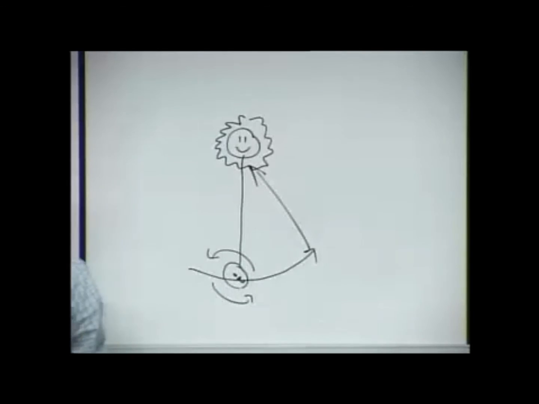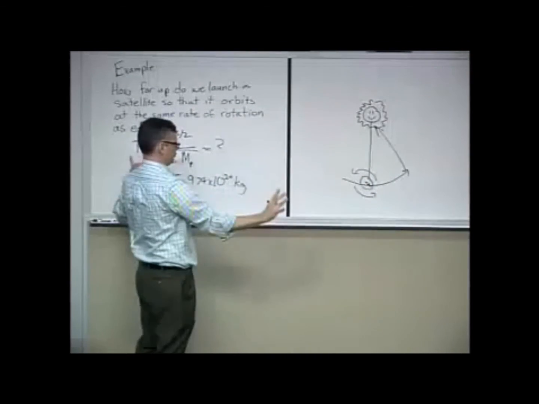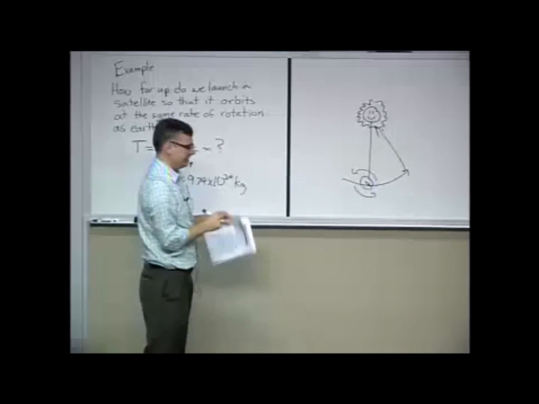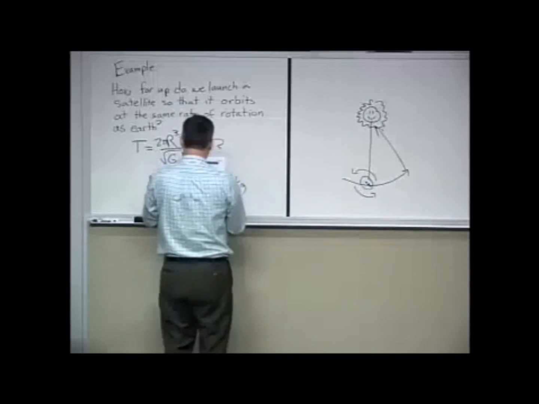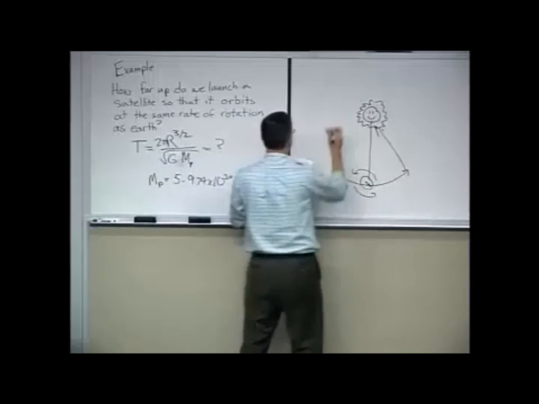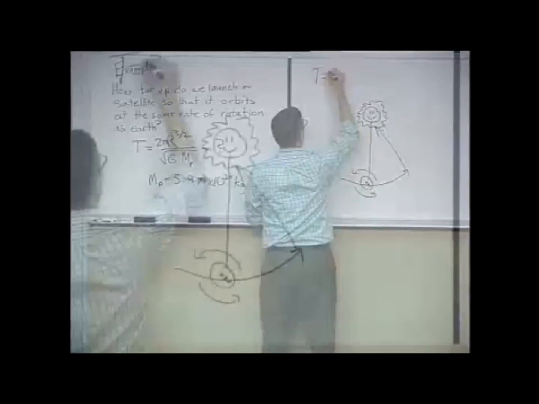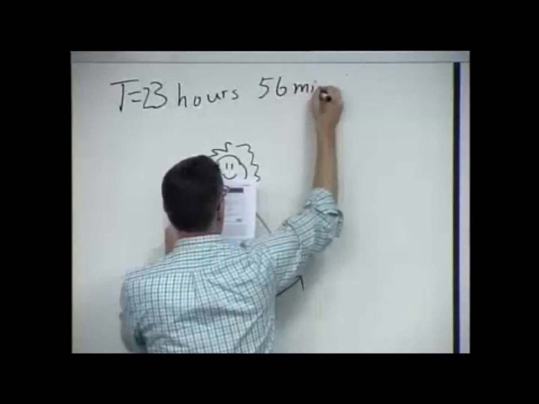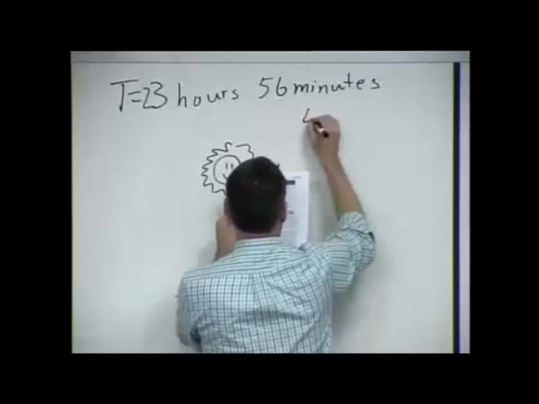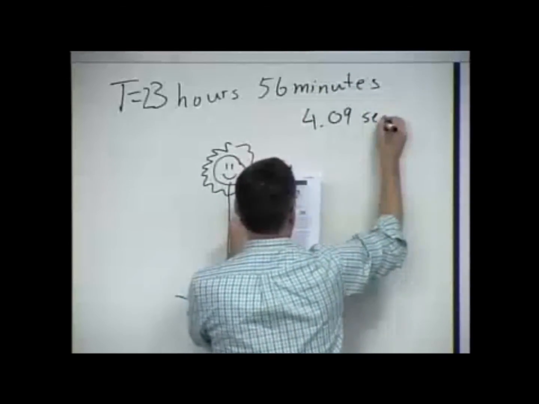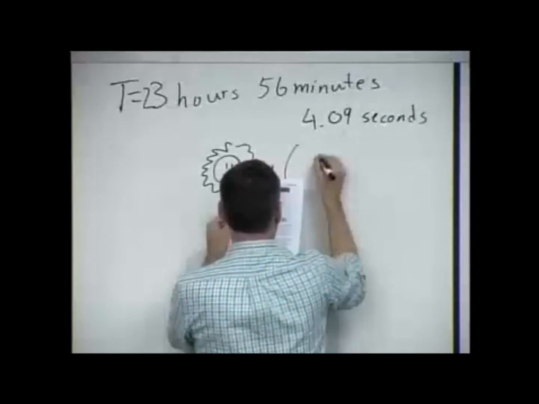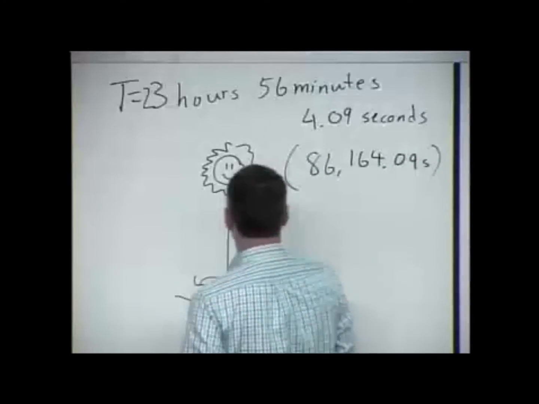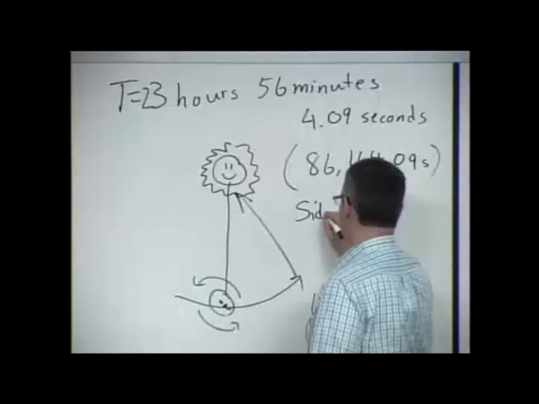So a sidereal day, the actual amount of time it takes the Earth to make one rotation in an absolute universe, is, here's the magic constant, 23 hours, 56 minutes, 4.09 seconds. Or if you want to put it all in seconds, 86,164.09 seconds. And this is a sidereal day.